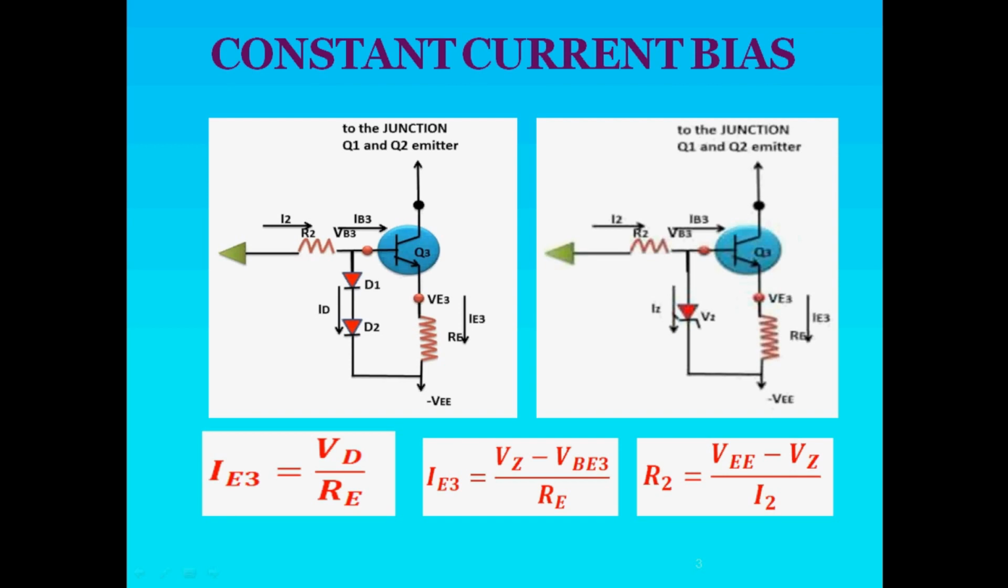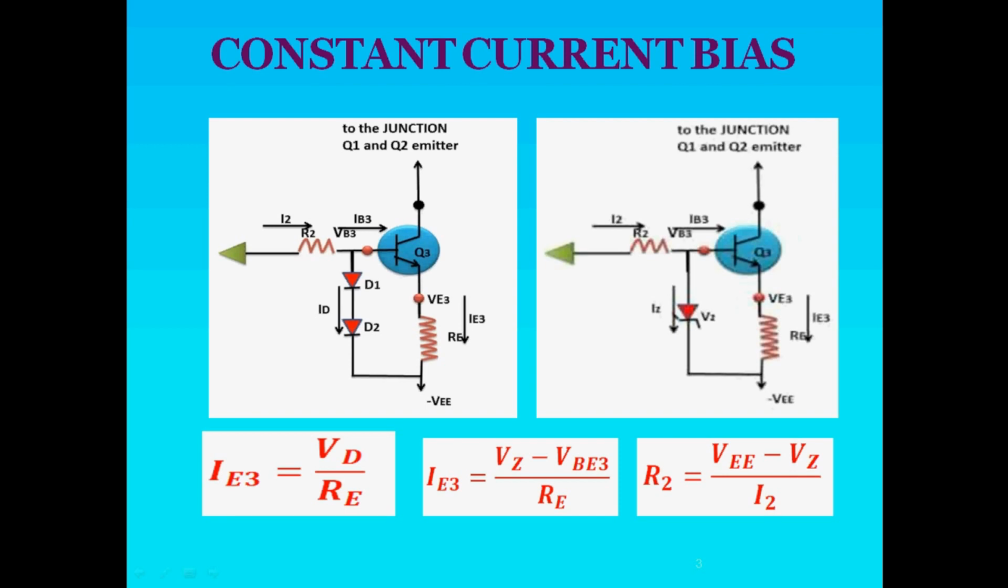With an increase in temperature of Q3, there is also an increase in temperature of diodes D1 and D2, and the voltage drop across these two diodes will also decrease with the increase in temperature. Hence, the maximum current component I2 flows through the diode, and the increase in IB3 is prevented because of the increase in ID. So minimum current IB3 will be flowing, and hence we can prevent the current IE3 from increasing, and constant current will be maintained. So we can define the I3 current as equal to VD by RE for this circuit with two diodes.